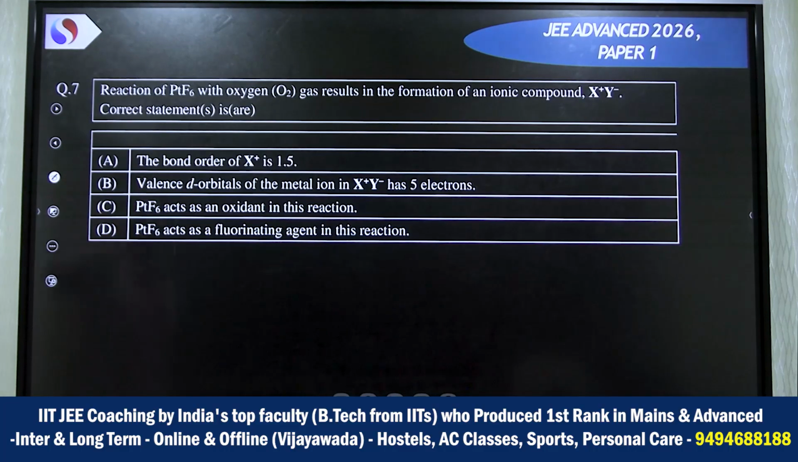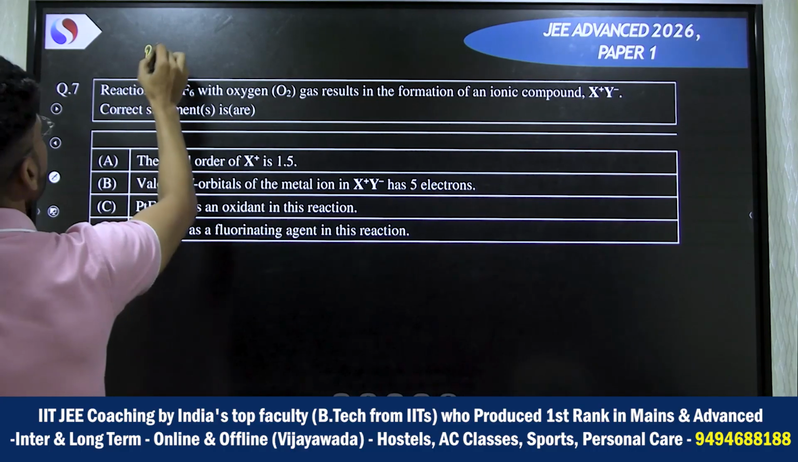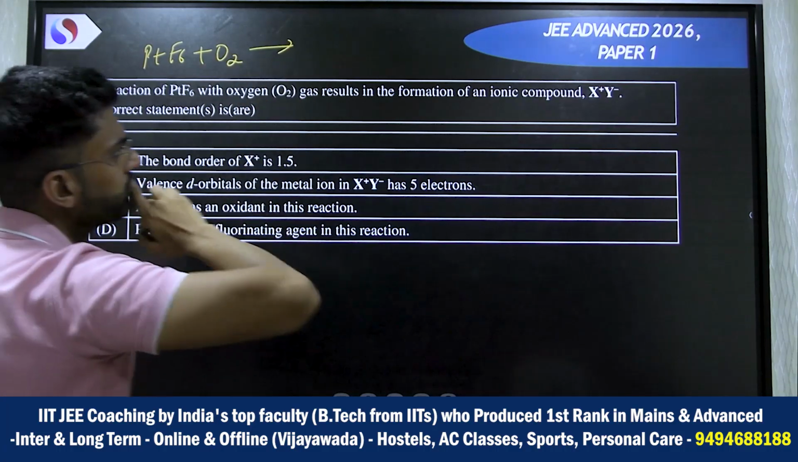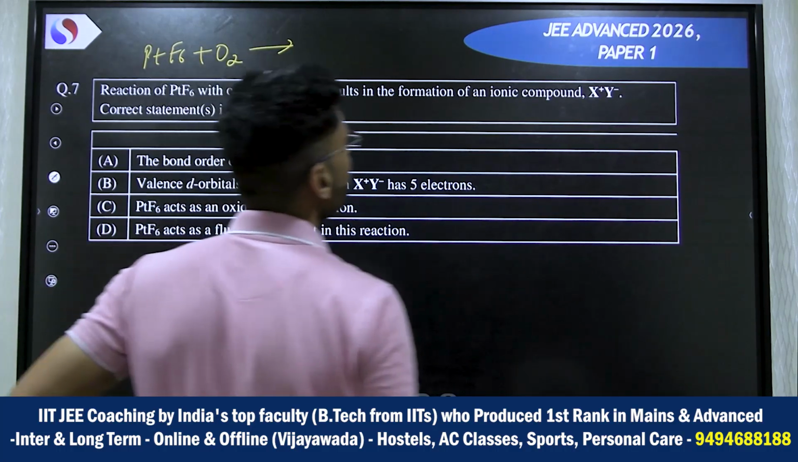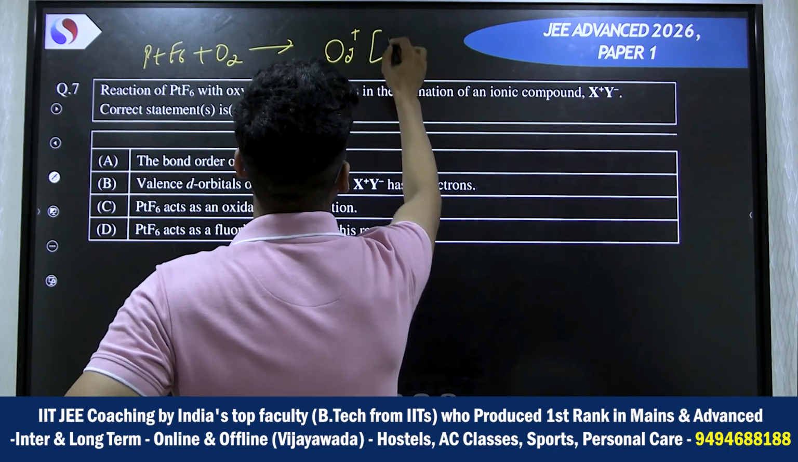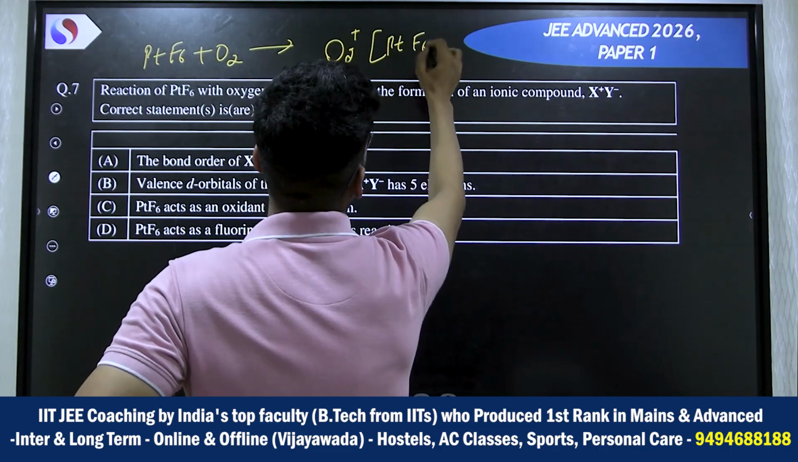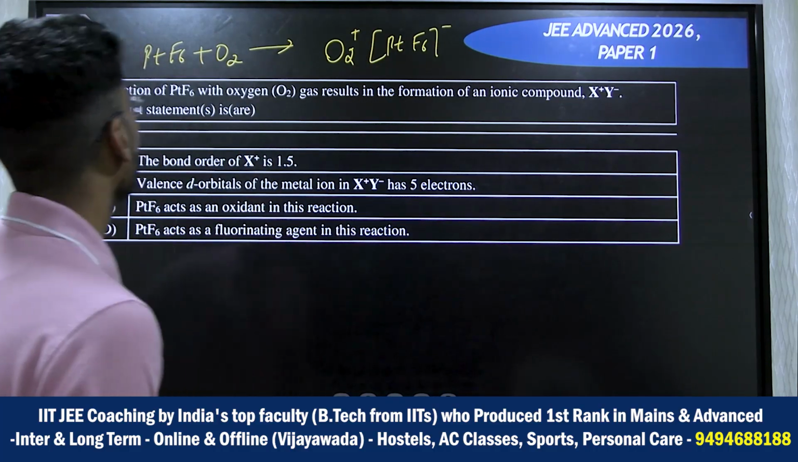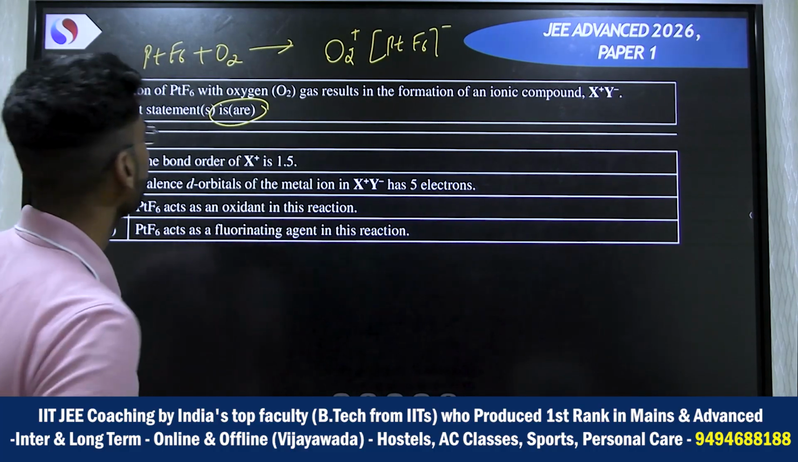Next, the reaction of PtF6 with O2. It gives the formation of an ionic product, X positive and Y negative. X positive is O2 positive, and Y negative is PtF6 negative. The correct statements are, multiple correct answers are there.